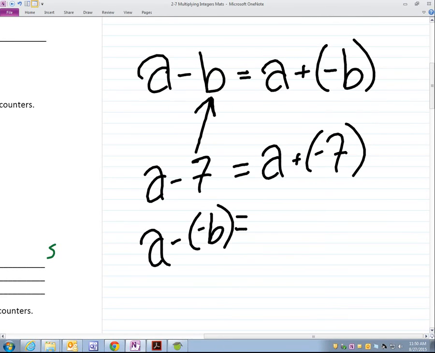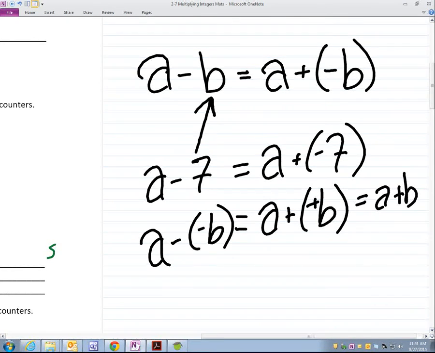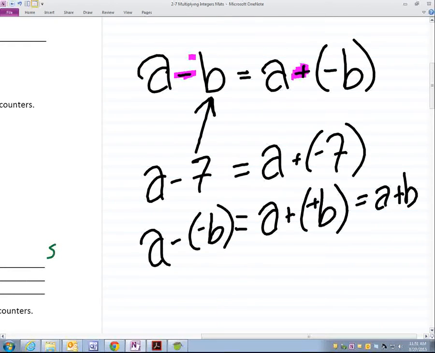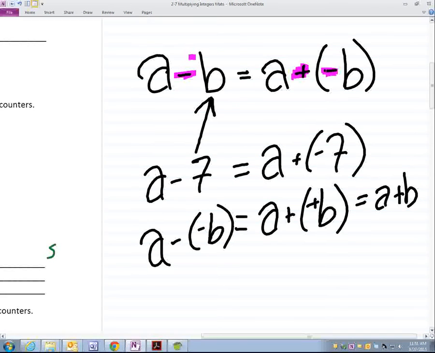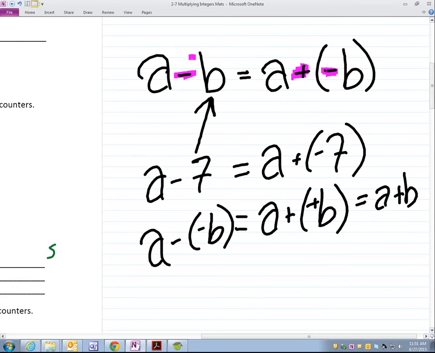However, what if that's the situation? A plus the positive B, which is the same as A plus B. It's flip both signs. We are flipping not only this sign, but whatever the sign of B is. So this was flipped, and that was flipped. Now that it's incubated, does that make sense? We did learn that yesterday.